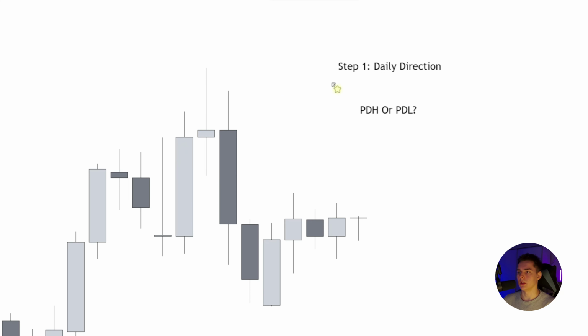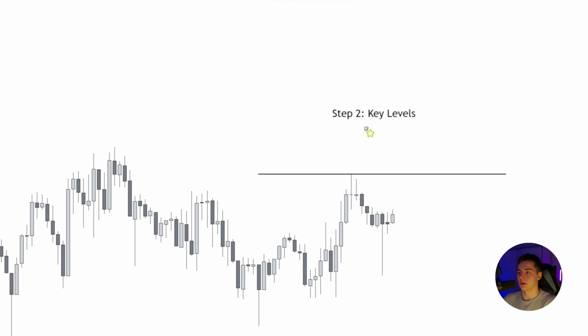So here's another trade. So onto step 1, identify the daily direction. And what question do you want to ask yourself? Are we going for the previous day high or for the previous day low? Now in this case, it's pretty safe to say that we will go on to the previous day high. So I'm going to mark it out. And so the next step is going to be identify key levels.